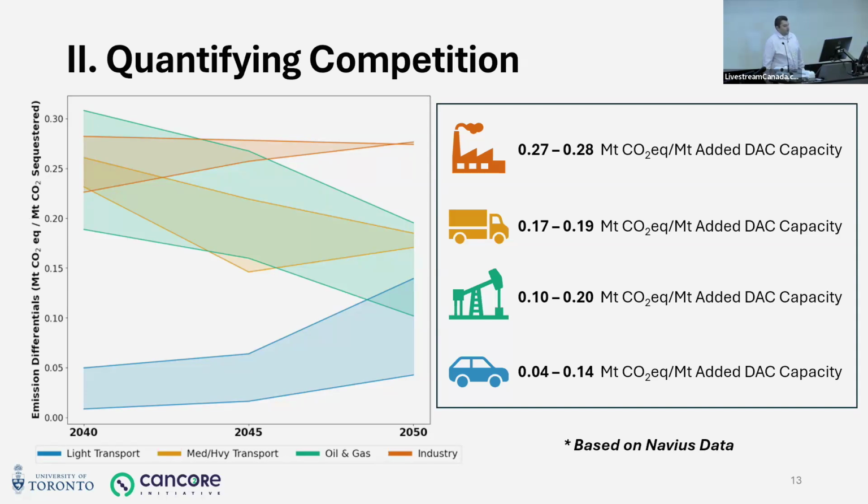These results helped quantify the degree to which certain sectors shift the net zero burden onto CDR when it becomes available.